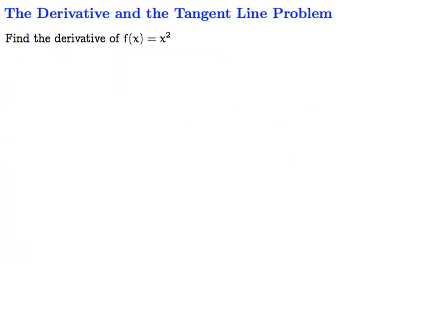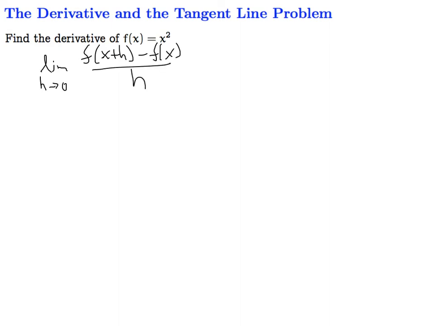So let's do one last example here. Let's go ahead and try to find the derivative of f of x equals x squared. In this case, what we need to do is, again, go back and set up our limit definition. So we're going to take the limit as h approaches 0 of f of x plus h minus f of x all over h.